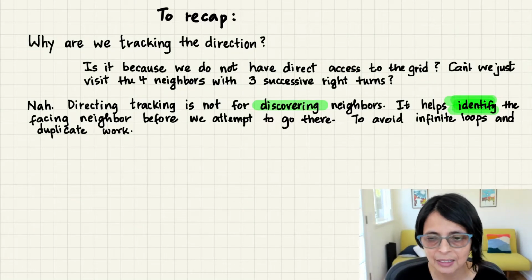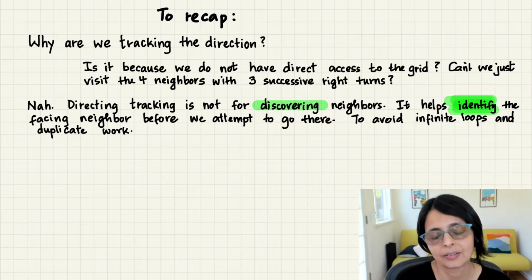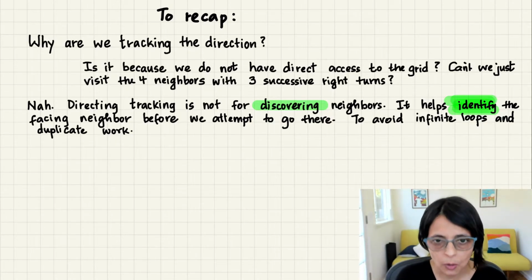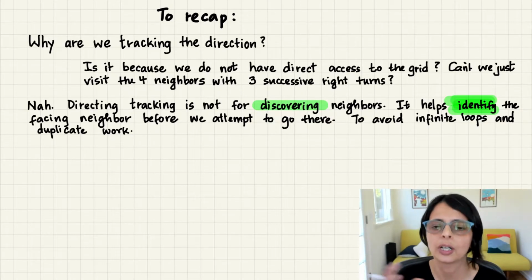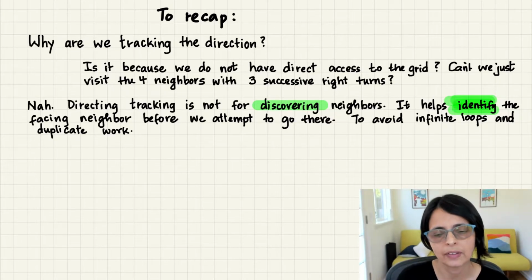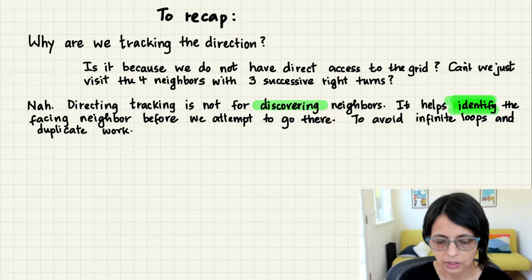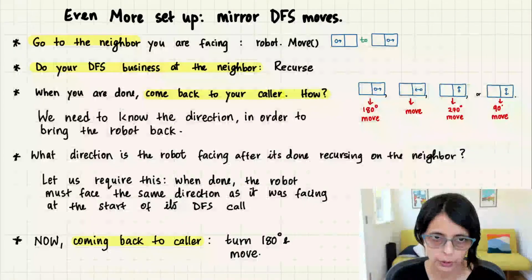Why do we need to identify it? Because we might not want to go there, in order to avoid looping infinitely on account of the underlying graph having cycles, okay? So I just wanted to clarify that before we move further.